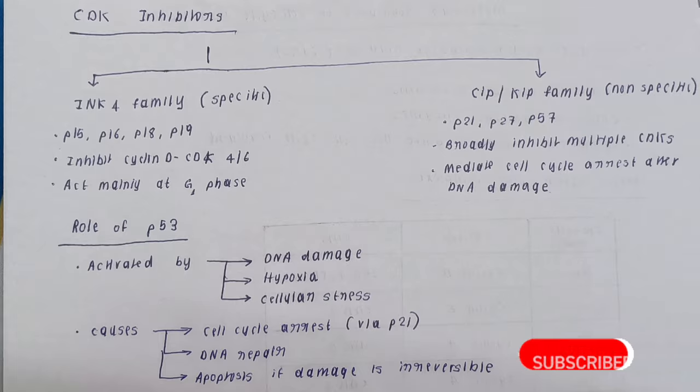If the repair is successful, the cell cycle continues, and if the repair is not possible, there is irreversible damage, then it induces apoptosis of the cell. So that is the gist of the role of P53.